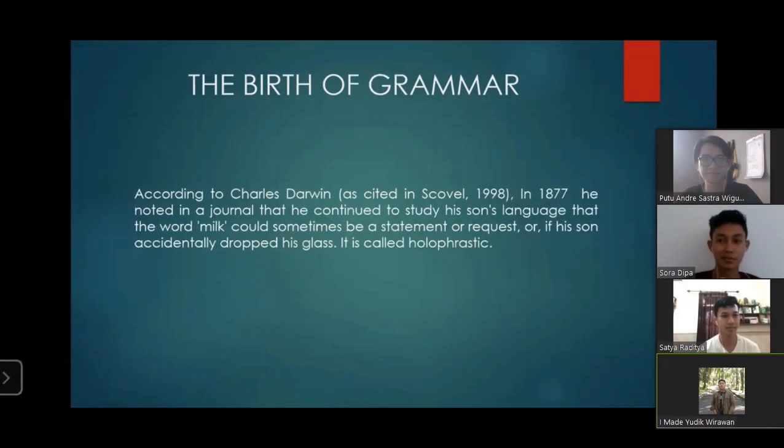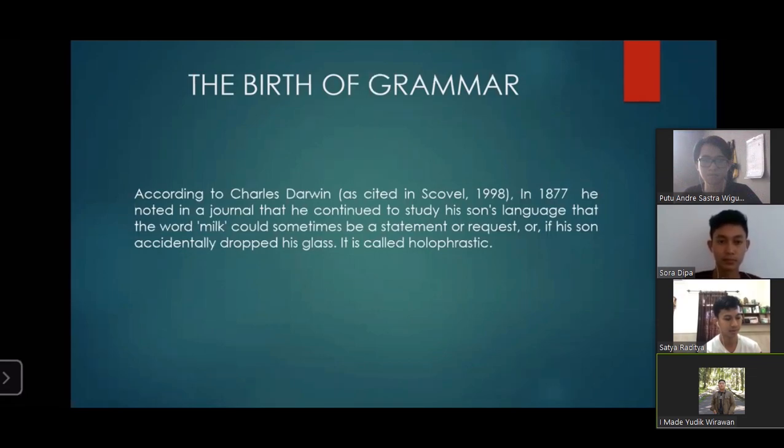Okay, without any further ado, let's start with the first topic. Talking about grammar and what grammar is. Grammar is the whole system and structure of languages in general.